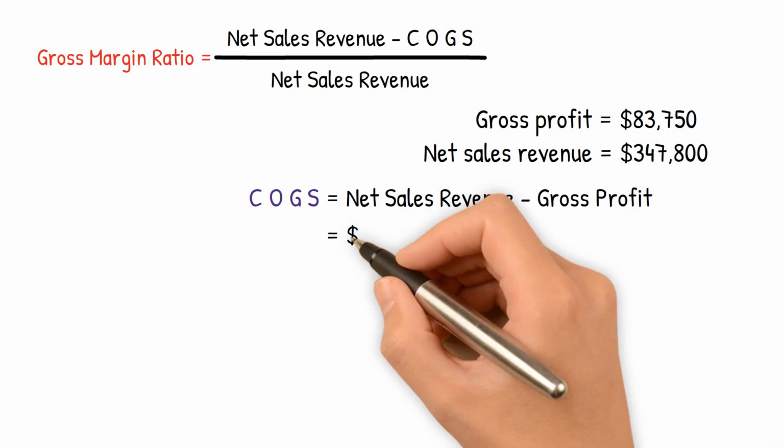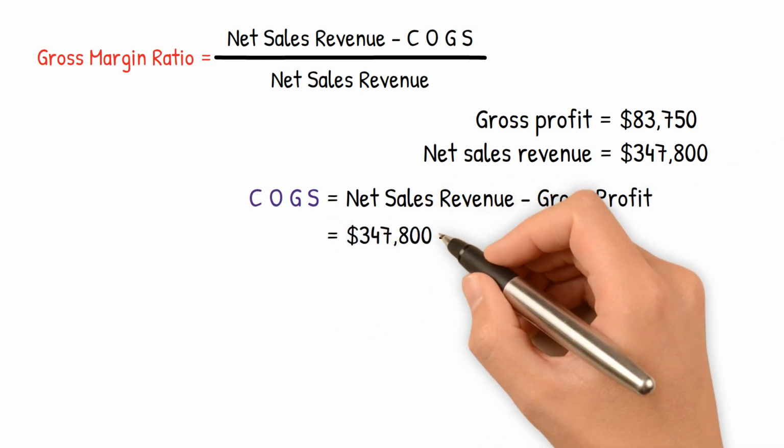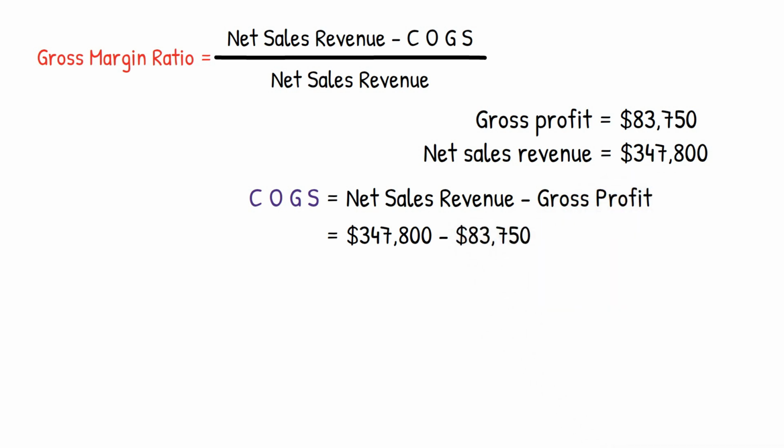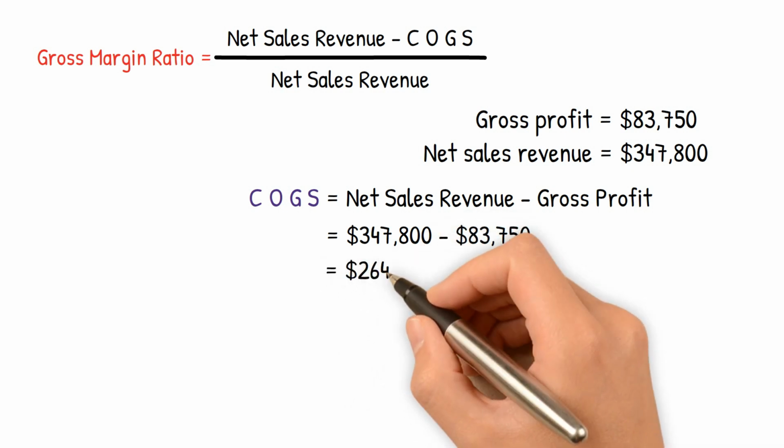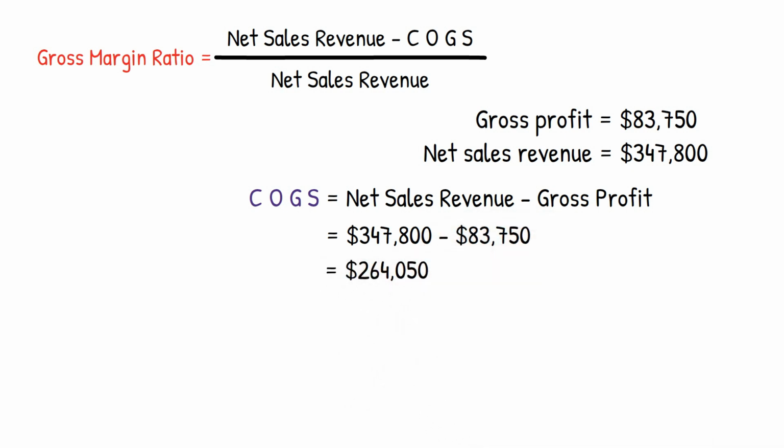Or, cost of goods sold equals $347,800 minus $83,750, which equals $264,050. Now, we can calculate the gross margin ratio as follows.